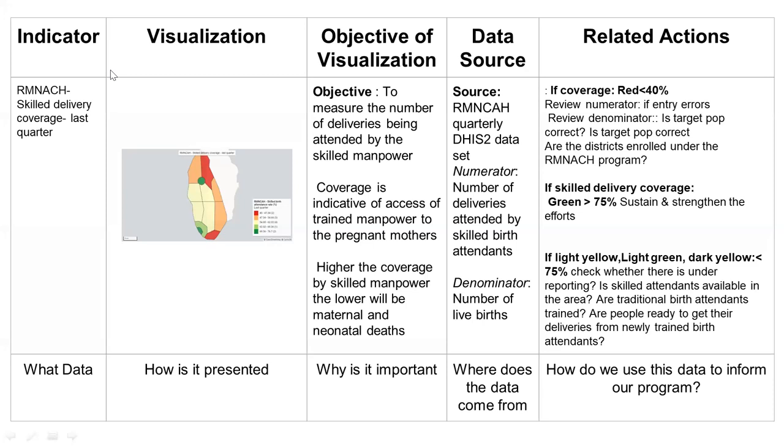But then we have to check whether there is underreporting, or whether skilled attendants are available. Are there skilled attendants available in the area? Have traditional birth attendants been trained in that area? And are people ready to get their deliveries from the newly trained birth attendants? Because many times people prefer deliveries from the traditional attendants only, and they don't prefer the newly trained birth attendants. So we would like to look into these points.